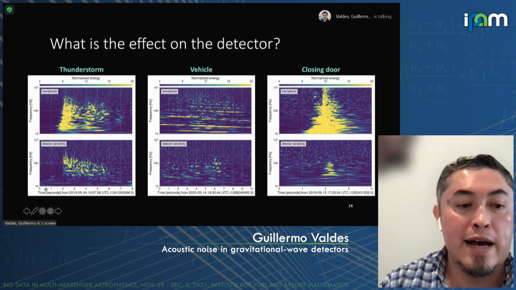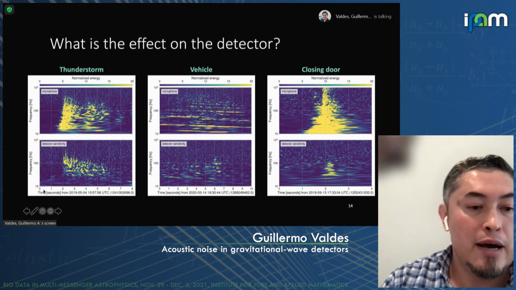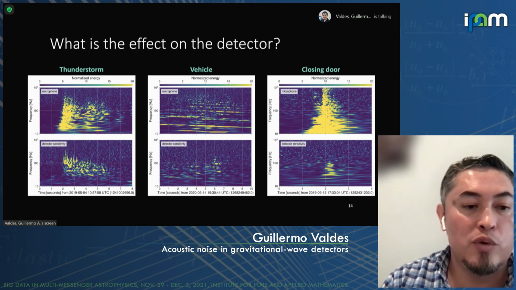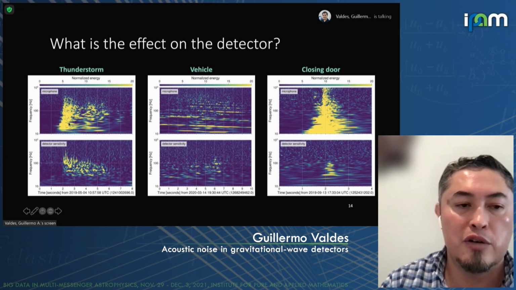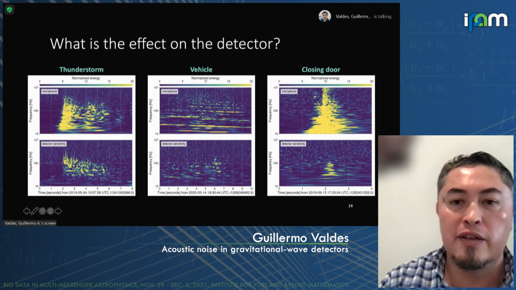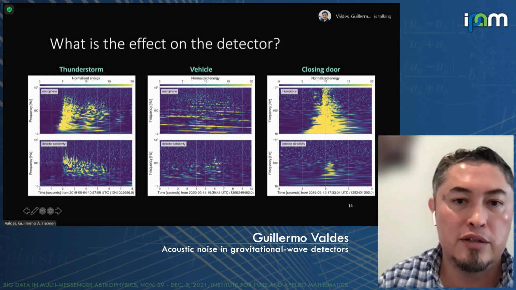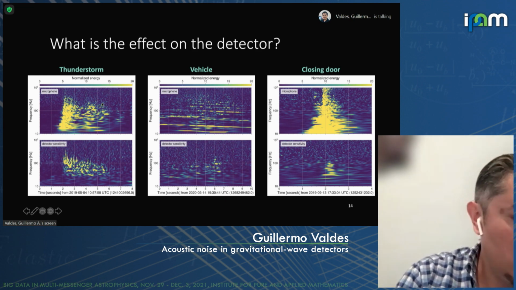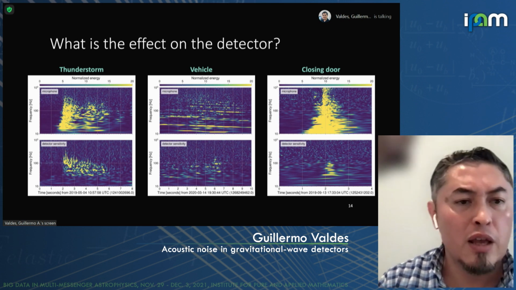Right? And we have on the x-axis the time, and on the y-axis the frequency. So at a given frequency, at a given time, what is the noise in the sensor and the gravitational wave channel. All the top row is the microphone channel. The bottom row is its effect in the gravitational wave channel. So let's take a look at all of these.